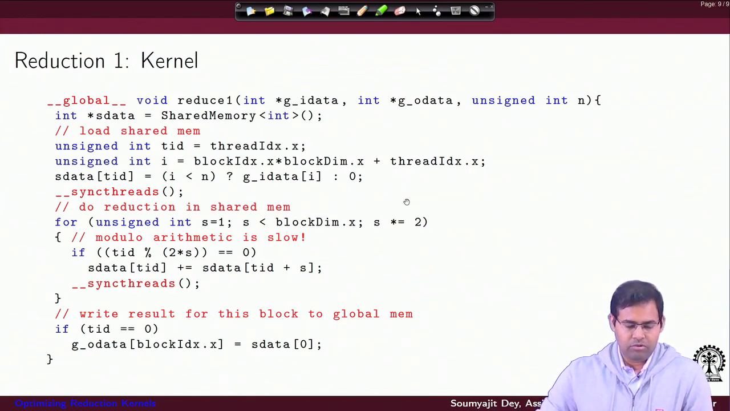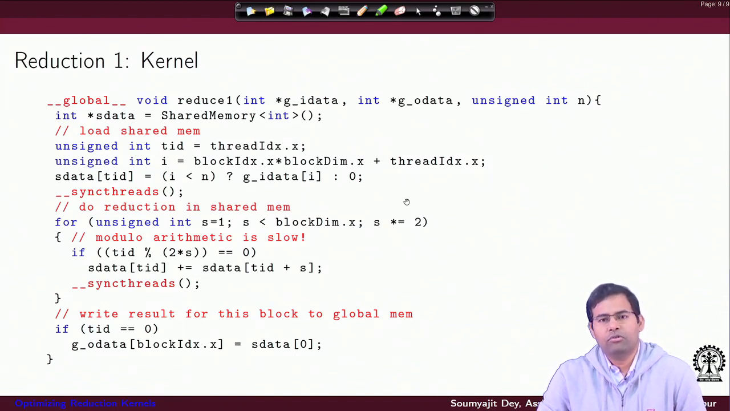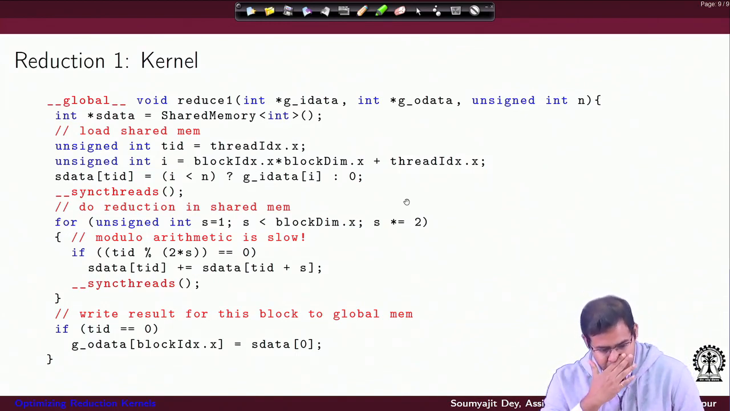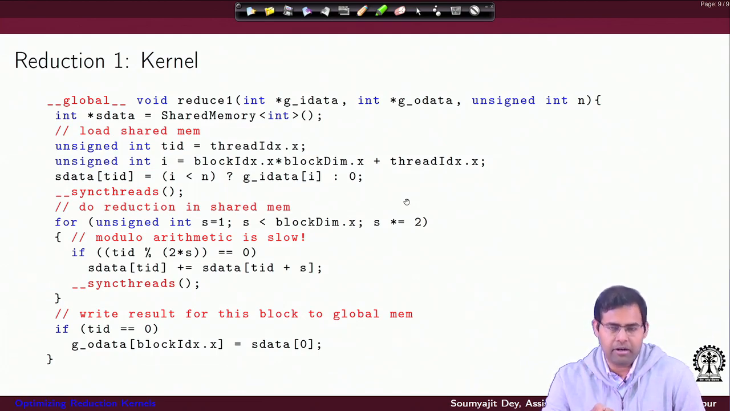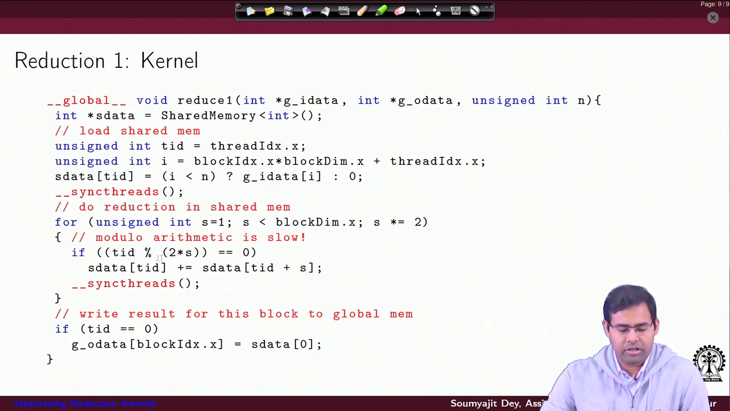Now, what are the good things and the bad things here? Well, you have parallelism, you have the threads loading the data in parallel, and then you have the threads doing the addition in parallel, although half of the threads are not used. The bad thing is the modular arithmetic done here is very slow. So, for every thread you are doing a thread ID % 2s, right. So, you have to identify whether this thread is the one which is supposed to do the job of addition, or whether this thread is going to sit idle.